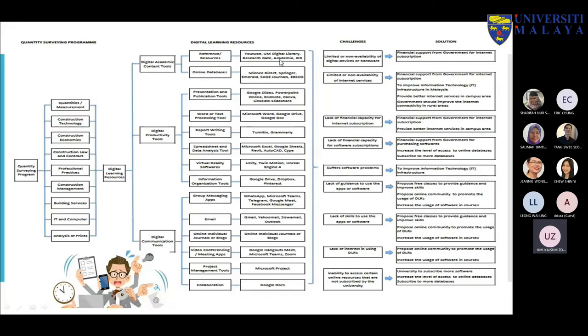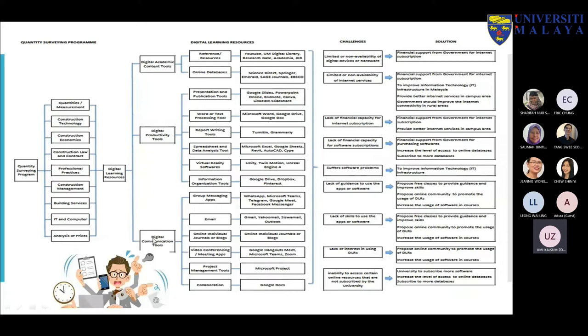And the fifth column here states the most frequently visited websites or apps used by the students. If you notice here, for example, for references and resources, the students are most likely to visit YouTube, UM Digital Library, ResearchGate, Academia, and JKR. Whereas for the online databases, they love to visit Science Direct, Springer, Emerald, Sage Journals, and EBSCO. Whereas for presentation, under the digital productivity tools, we have this category, and these are the apps or websites that the students love to visit.